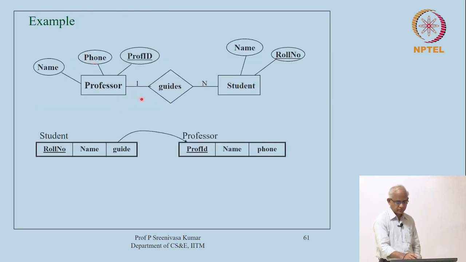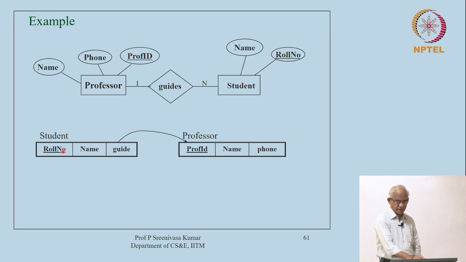Let us say a professor guides many students. Let us say each professor guides many students, but each student is guided by exactly one professor. Each student is guided by exactly one professor, but a professor guides many students. Let us say that is the one to many relationship. And so, what we are now saying is that take the N side entity. The N side entity is here.